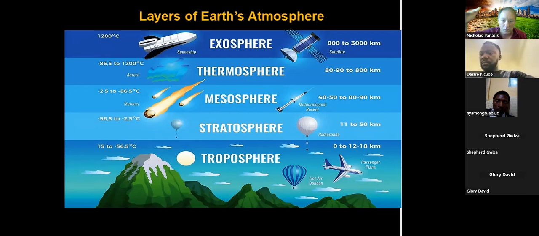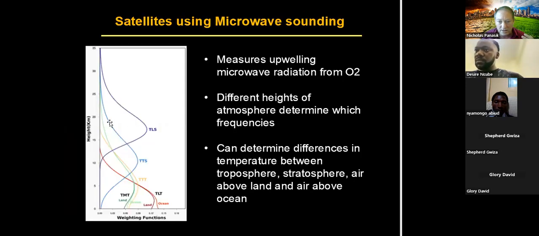Now, as you get lower, we now get into the stratosphere. This is where people send weather balloons. This is anywhere between 11 to 50 kilometers above the Earth. And if we go back to our microwave sounding, you can see this is where we're getting one of our first big peaks, between 15 and 20 kilometers above the Earth.